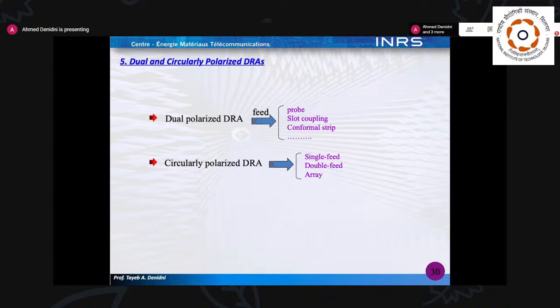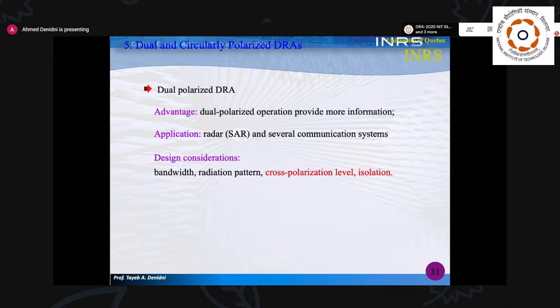The second one, circular polarization, we generally use for satellite applications and to create a robust link between Earth and orbit. They are different in terms of application and also in terms of design. Advanced dual polarization operation provides more information. Applications can be radar and also several wireless communications. Design concerns can be bandwidth, radiation pattern, the cross polarization level between the two feeds of the two polarizations, and also the isolation between the two feeds.